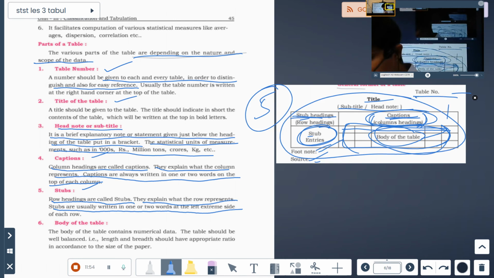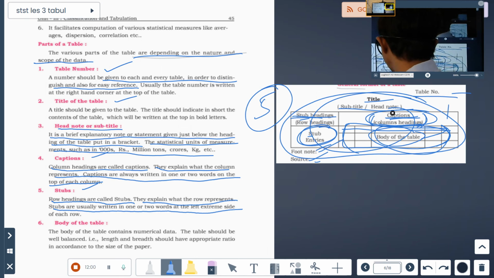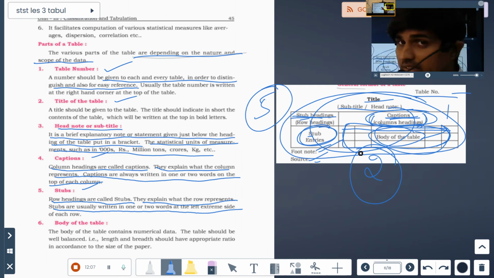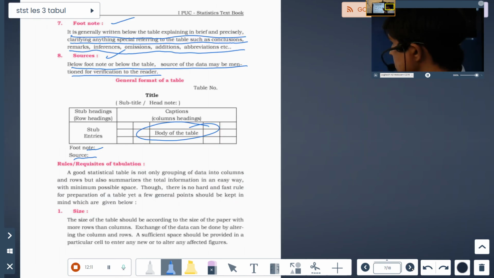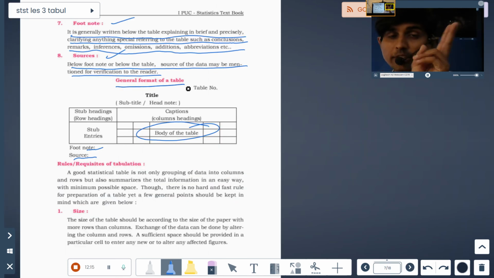And if they ask for 2 marks, what is the general format of the table, then you have to write this only. This will carry 2 marks. This is the general format of the table. This is parts of the table. These are parts of the table, and this is general format of a table. Don't get confused and write parts of the table in a 2 marks question.